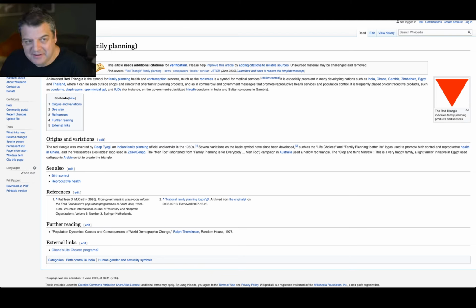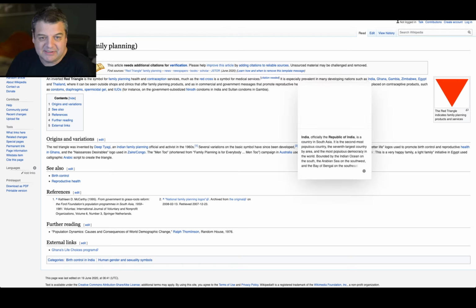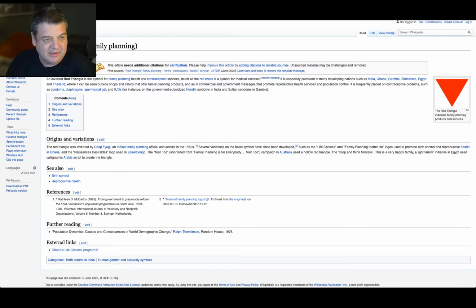But funnily enough, the red triangle is also used in family planning. Red triangle indicates family planning products and services. And this is on Wikipedia. You can look up red triangle. An inverted red triangle is a symbol for family planning, health, and contraceptive services. Much as a red cross is a symbol for medical services, it is especially prevalent in many developing nations such as India, Ghana, Gambia, Zimbabwe, Egypt, and Thailand, where it can be seen outside shops and clinics that offer family planning products.